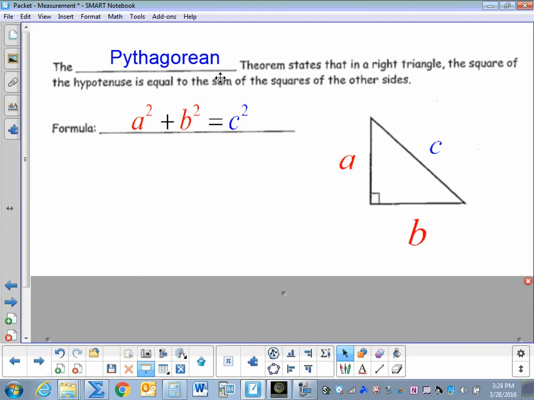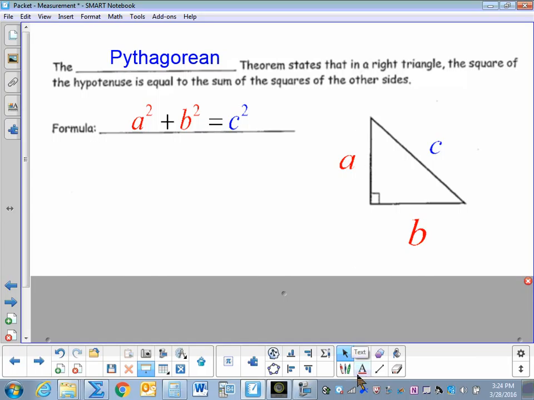The Pythagorean theorem states that in a right triangle, the square of the hypotenuse is equal to the sum of the squares of the other sides. The formula we use is a squared plus b squared equals c squared. And we use this formula to find the length of the missing side of the triangle.